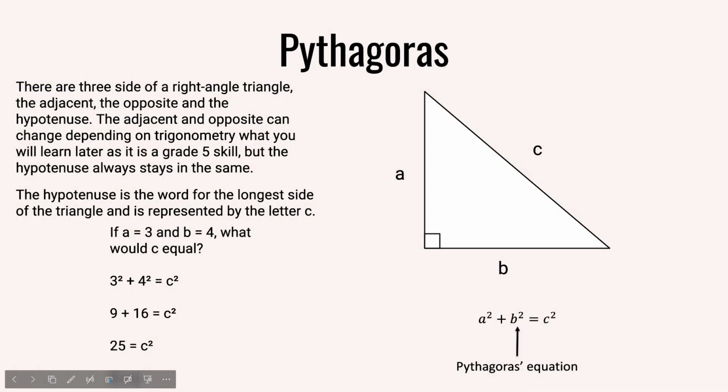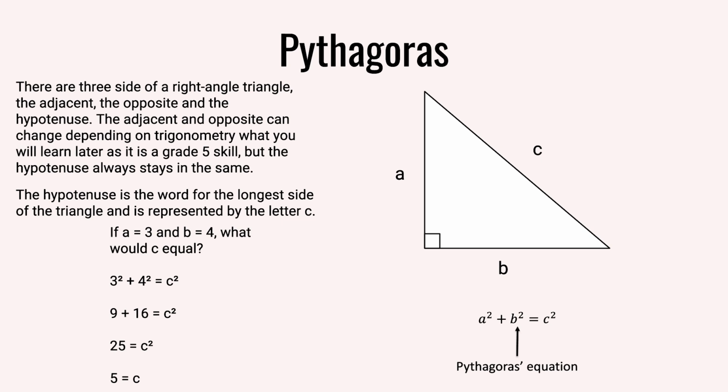There are three sides of a right angled triangle: the adjacent, the opposite, and the hypotenuse. The adjacent and the opposite can change depending on trigonometry, which you will learn later on as a grade 5 or plus skill. But the hypotenuse will always stay the same. The hypotenuse is a word for the longest side of the triangle and is represented by the letter C. As we can see below the triangle here, Pythagoras' equation is a squared plus b squared equals c squared.